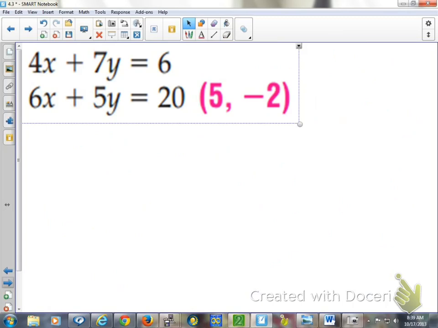Now this one, there are no ones. You need to be looking at the x's and the y's and be thinking, what are numbers that, first of all, you can choose. Which letter do you want to get rid of? X sounds fine to me. If you had chosen y, that would be okay too.